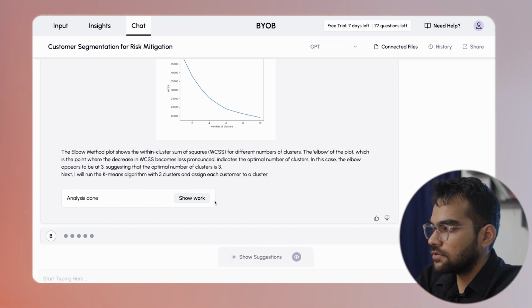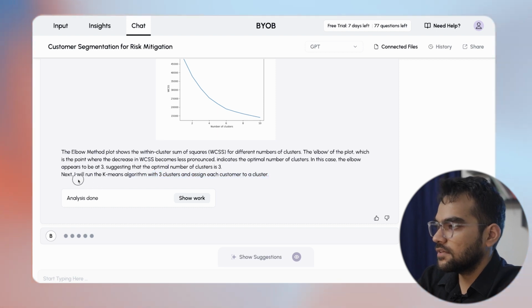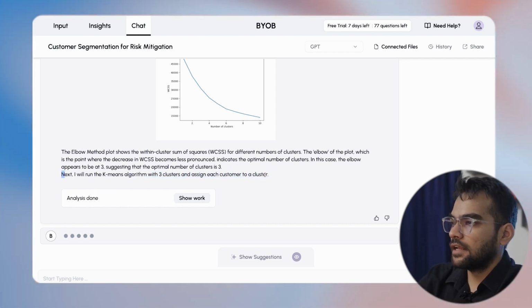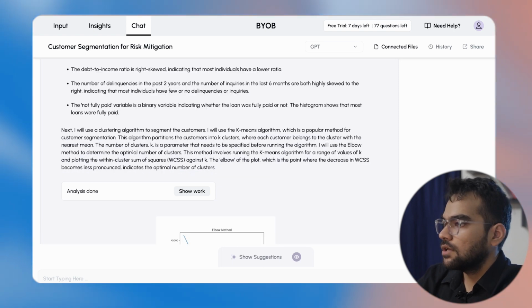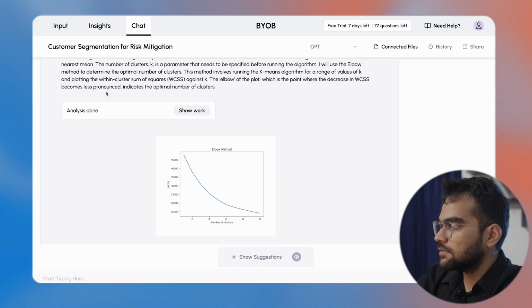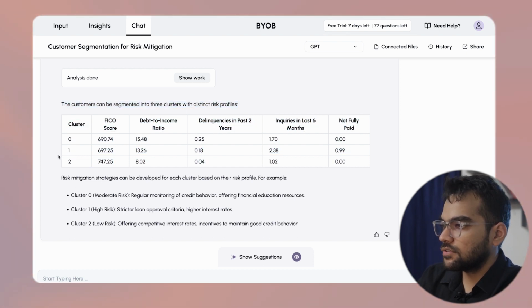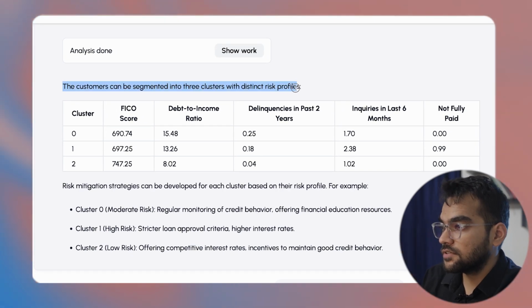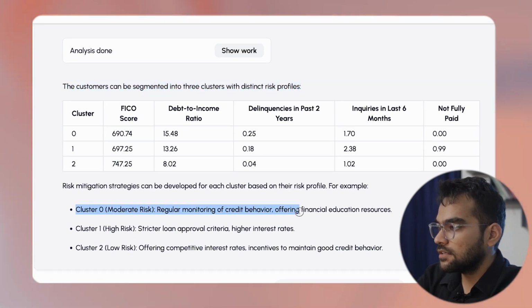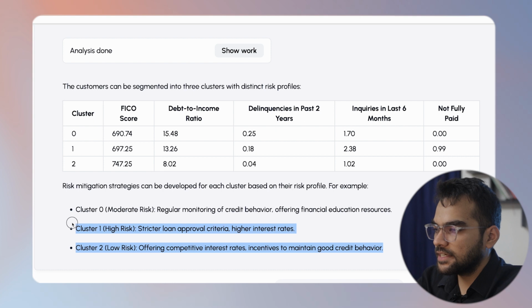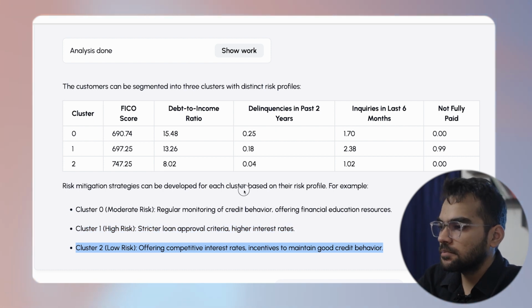BYOB says that with its elbow method, it's able to say that we'll have three clusters and assign each customer to a different cluster. Once the analysis is complete, we see that the three clusters are moderate risk, low risk and high risk, and for each of these it has a strategy. First is regular monitoring for moderate risk. For high risk, we'll of course increase the rate of interest and apply stricter approval criteria, and for low risk customers we want to incentivize them to keep maintaining this good credit behavior.